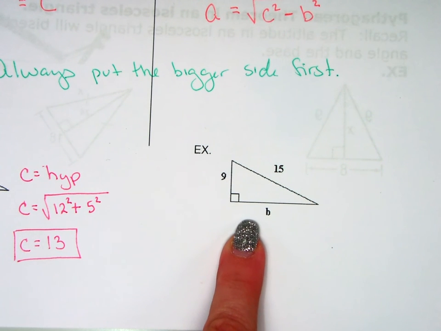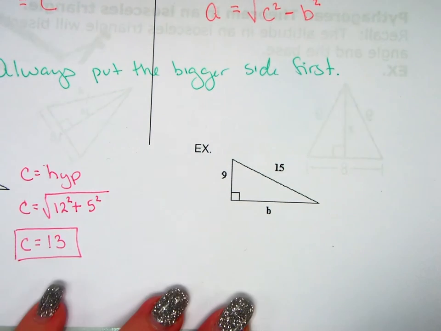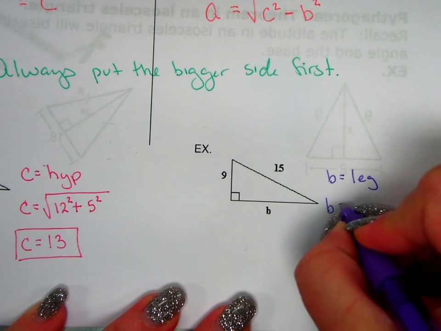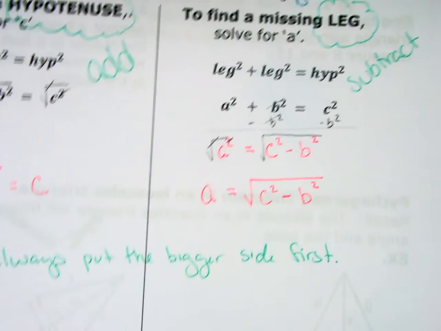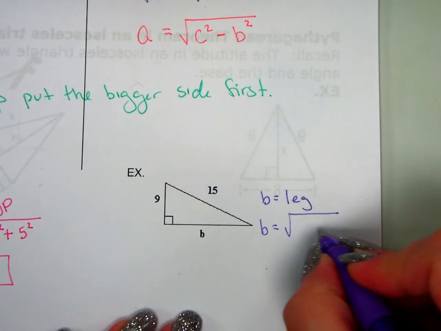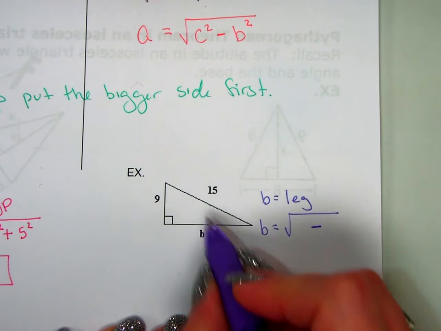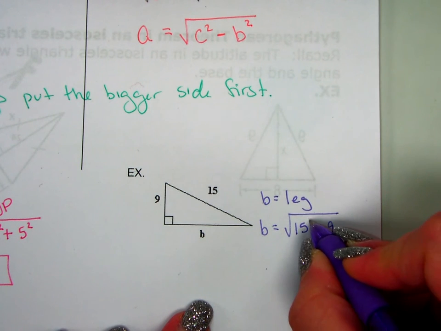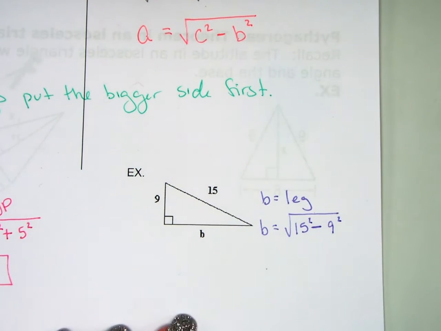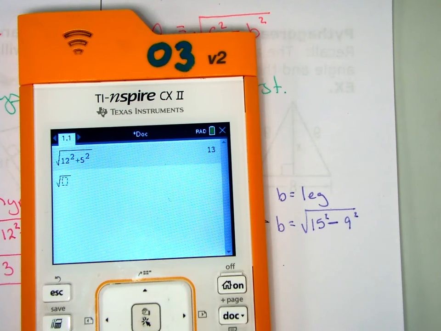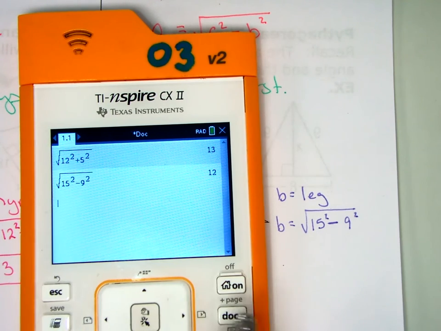On this one, am I looking for a leg or a hypotenuse? I'm looking for a leg. So B is a leg. So in my square root, I know when I'm looking for a leg, I'm going to subtract. So in my square root, I'm going to put a minus sign. Bigger number goes first, so the 15 goes first. The 9 goes second. Don't forget to square those numbers. If you don't square it, you definitely get the wrong answer. Okay? So the square root of 15 squared minus 9 squared is 12.